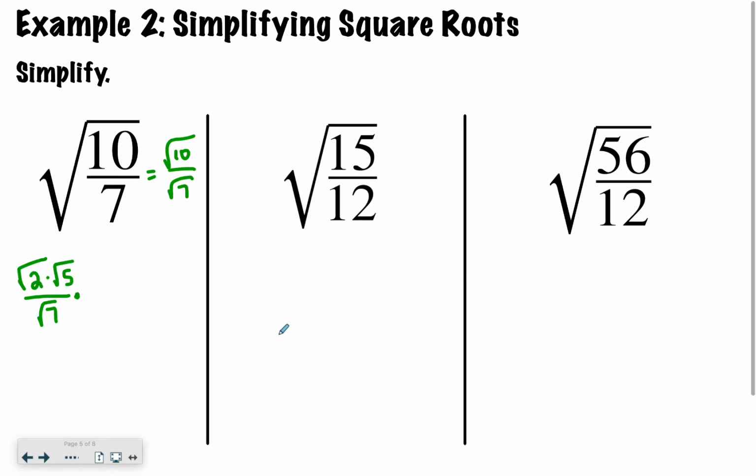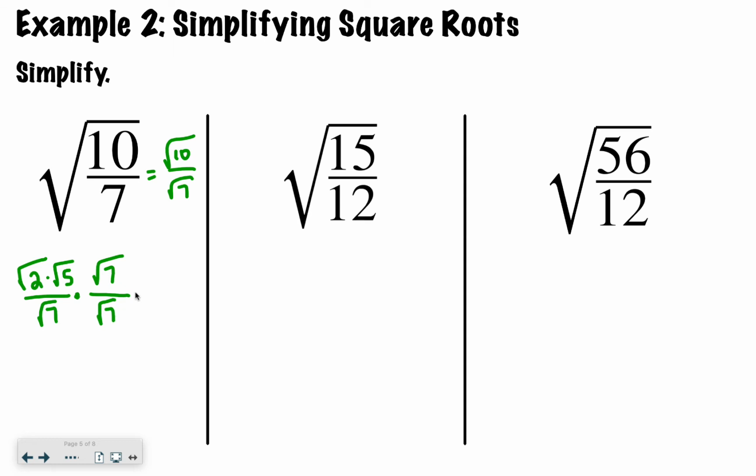So what we're going to do instead, in order to get this square root to go away, we're going to multiply by whatever's in the square root on the bottom. So I'm going to say the square root of 7 over the square root of 7. This is the same as multiplying by 1. It just looks different than 1. It's a 1 in disguise. It's disguised as the square root of 7 over square root of 7.